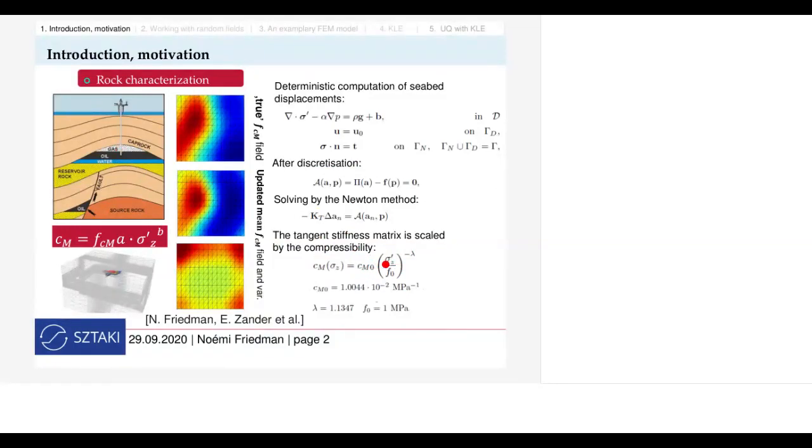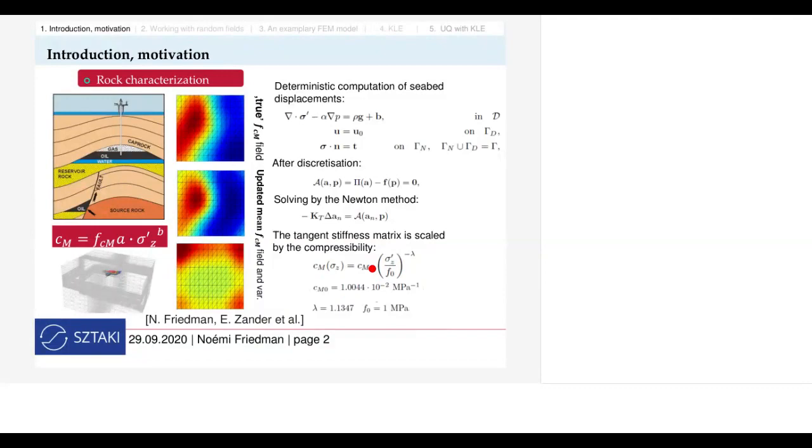So if I can compute this effective stress, then there is a power law which gives an estimation of how the compressibility is described. And this is just a number which is not far away from 1. So this is just a little bit nonlinear.